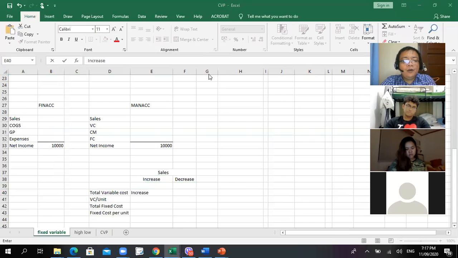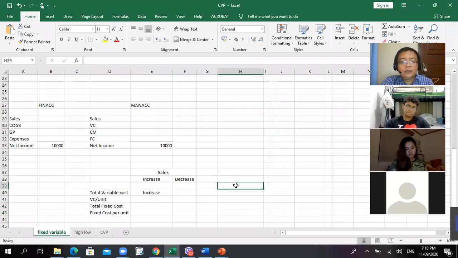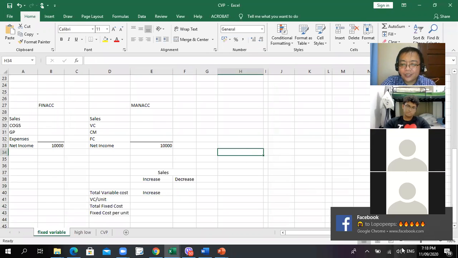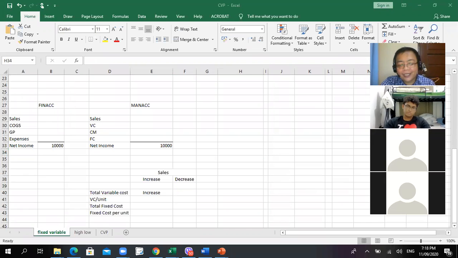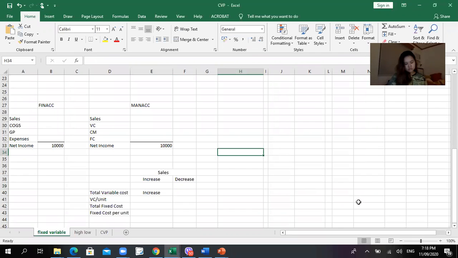How about the variable cost per unit? Will it increase or will it decrease? The explanation for why comes later. Janina Lucino, what will happen if your sales will increase? What will happen to your variable cost per unit?